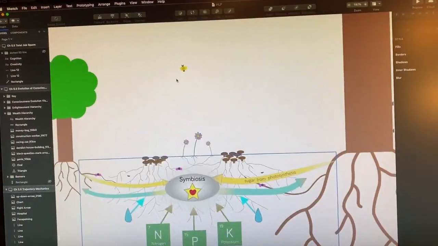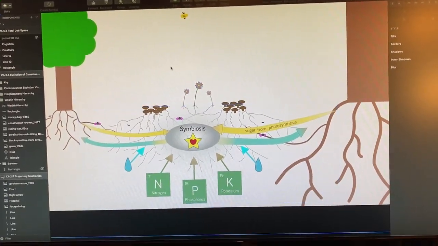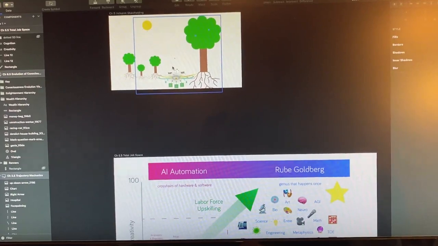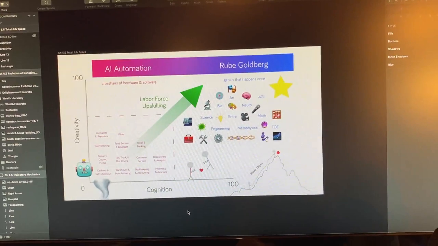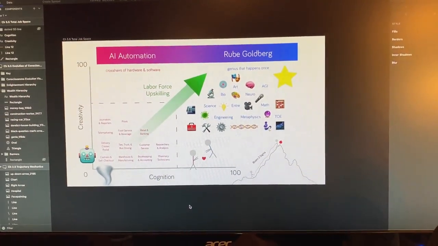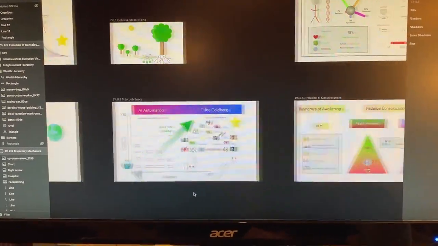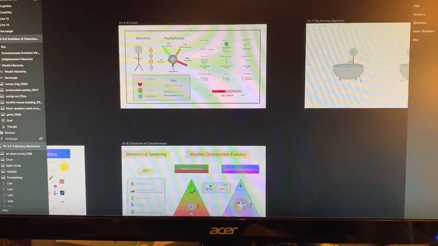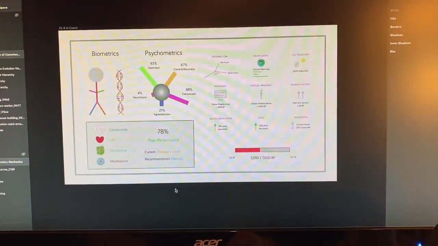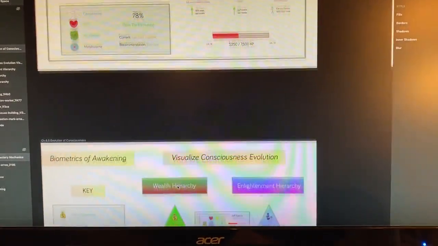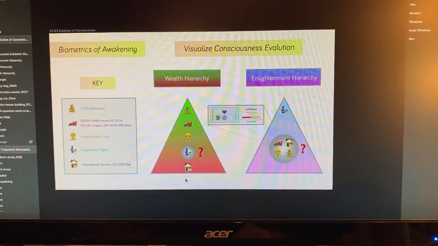The symbiosis between fungi and trees. It took me so long to research to make sure that was all right. It's so important for inclusive stakeholding, especially since the next graph is the total job space. And then the AI coach graphic turned out great. And then the follow-up to that graphic is visualizing consciousness evolution.